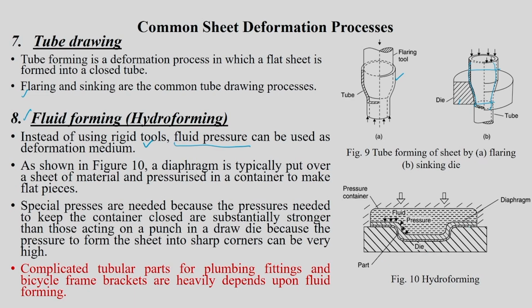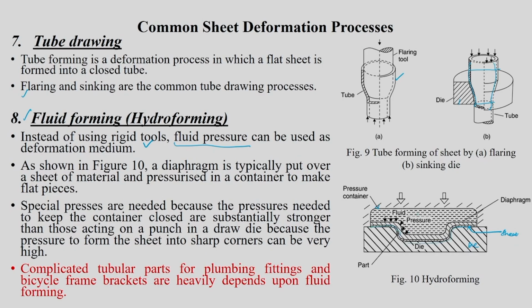An example is given here. So you want to make a sheet part like this. This is your sheet, the bottom part is the sheet or part or component you can say, and there is a die here, this is your die as written here, and you can see that there is a pressure container, which contains a fluid, and you are going to pressurize the fluid in the way it is given, and the fluid pressure is going to deform the sheet to make this particular shape.